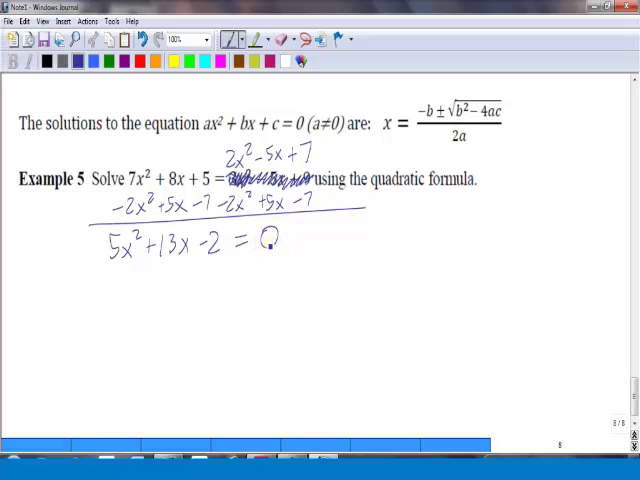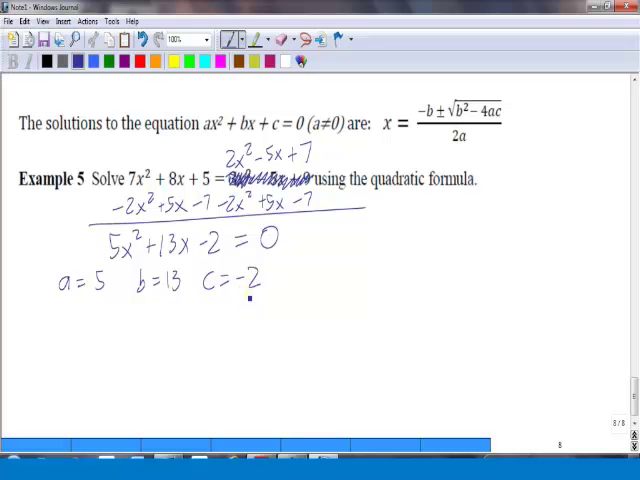I don't think this can be solved by factoring. If I just wanted to give it a casual glance at the AC method, AC equals 5 times negative 2, which is negative 10. Can you think of a couple of integers you can multiply together and get negative 10, not many possibilities there, that add up to 13? I don't think so. So this cannot be solved by factoring, so it's actually a pretty good candidate for example 5. A equals 5, B equals 13, C equals negative 2.